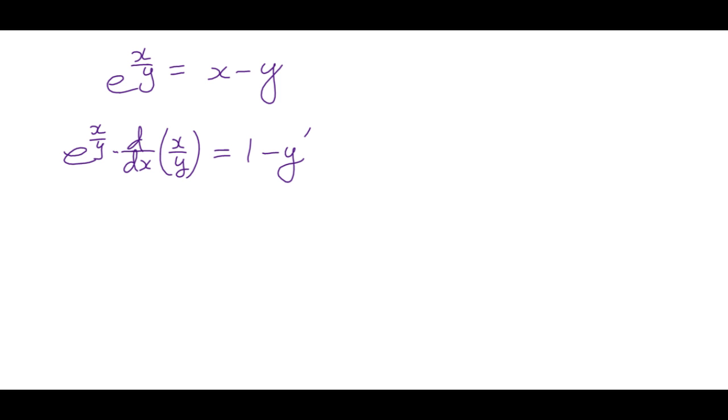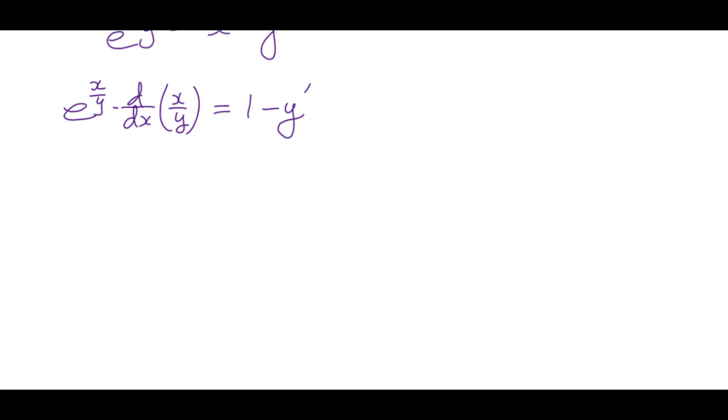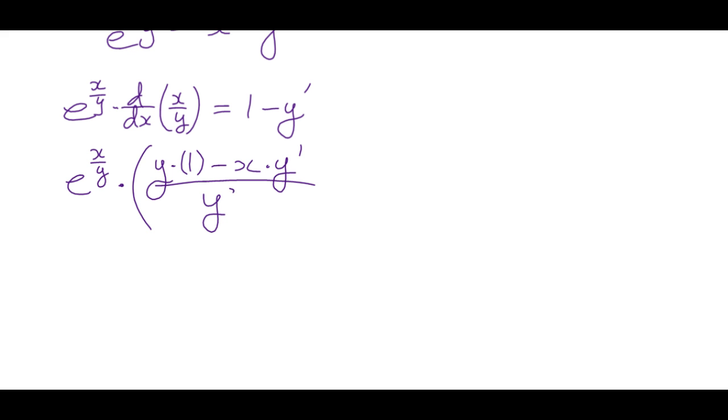And now we're going to have to use the quotient rule here. We have a quotient, x over y. So I'm going to use it as a quotient. What's that derivative? Well, it's y times the derivative of x minus x times the derivative of y, over y squared.